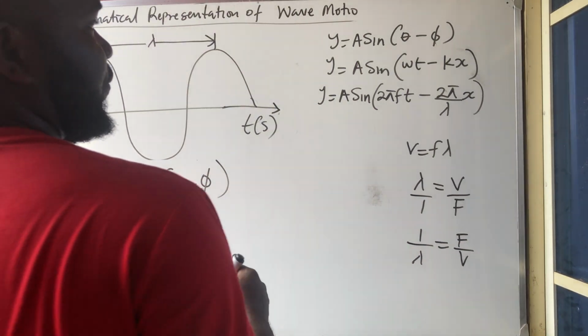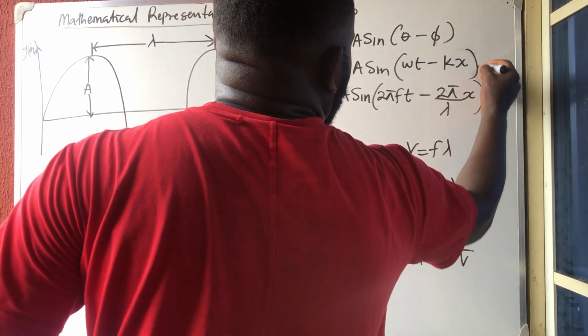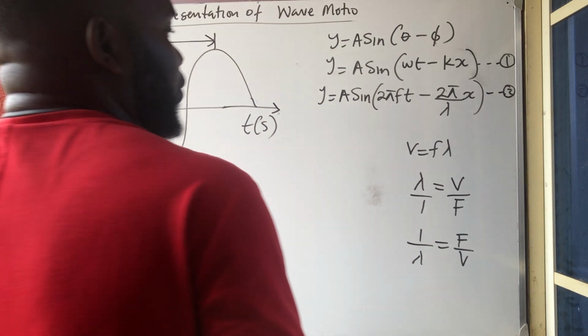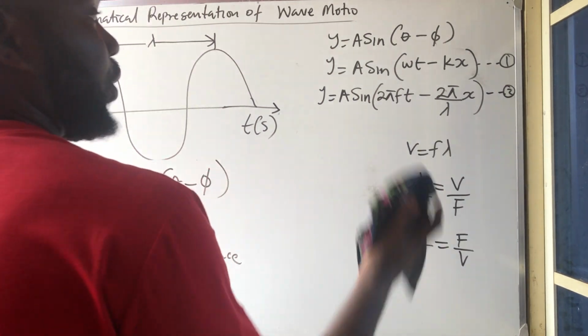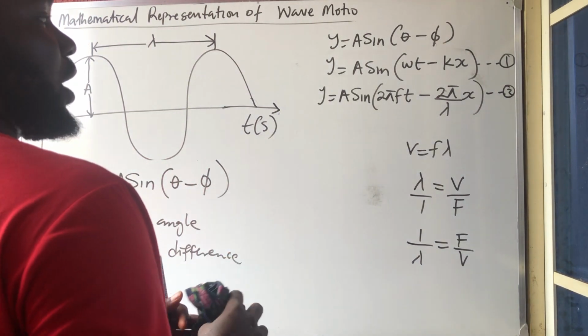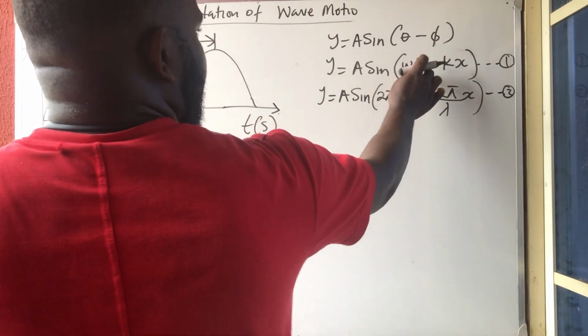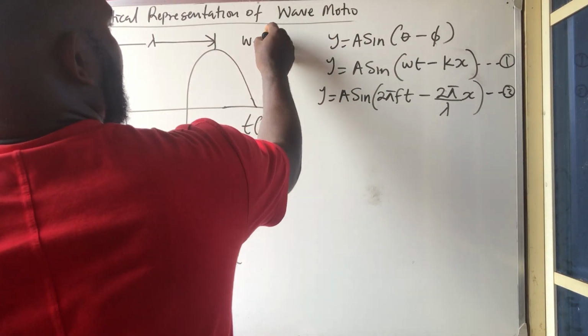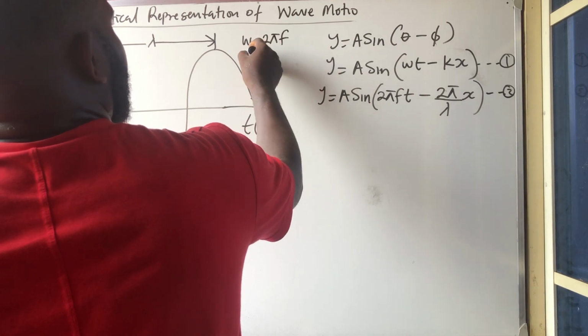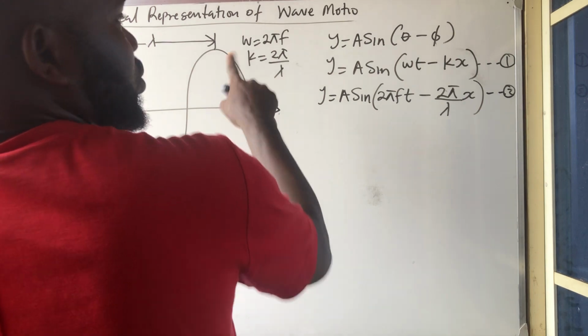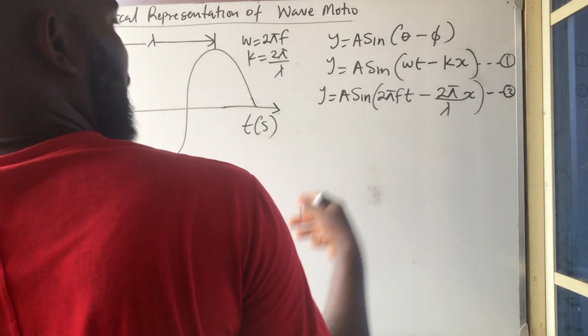In fact, these two formulas are the most important formulas. If you want to go further, you can, but these are the two major important formulas you need to know. If you just know that omega is equal to 2 pi f, and k is equal to 2 pi over lambda, you are okay. But let's just go further.